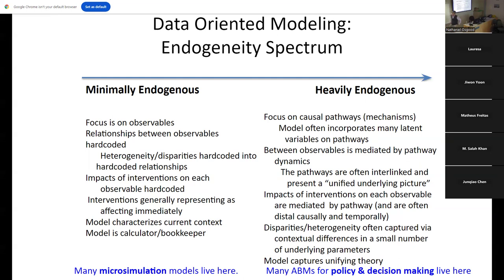And I will say that some of the stylized models have lots of those things in them. So even for empirically rich models, just recognize that some are more heavily endogenous, with lots of factors that are hard to measure, and some deal only with measurements. This is the microsimulation tradition. This is many ABMs for policy and decision making. And I would say Matthews and Larissa and Nona, and I don't know if anyone else, Wade has contributed to it and Jenna has contributed to it.